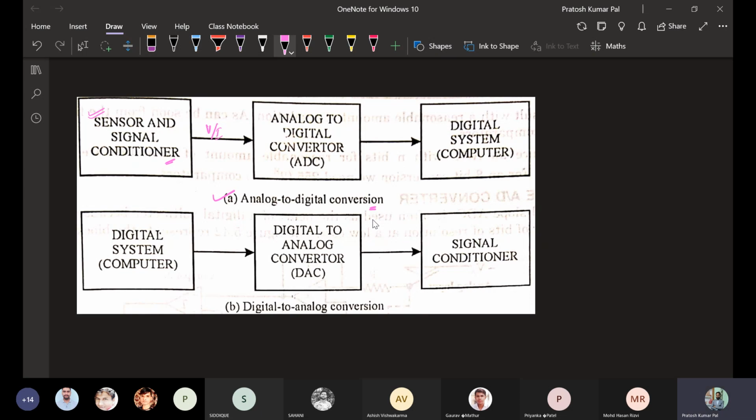The sensor converts an analog signal to a voltage or current value, and this voltage or current value will be converted from an analog value to a digital value. This digital value goes to a system that will process that digital input. That system will be a computer or any digital system, with a digital signal as an input.